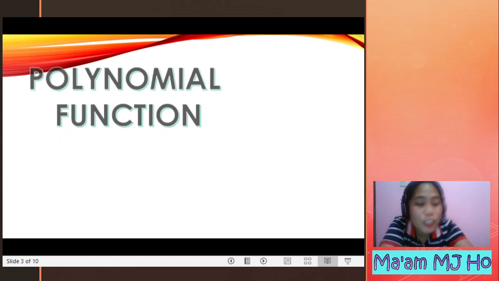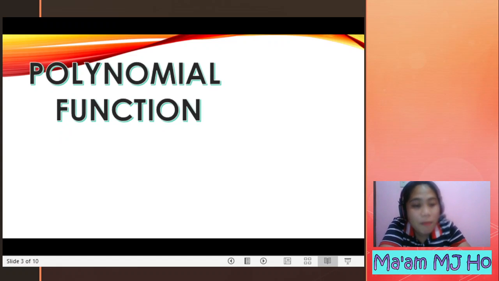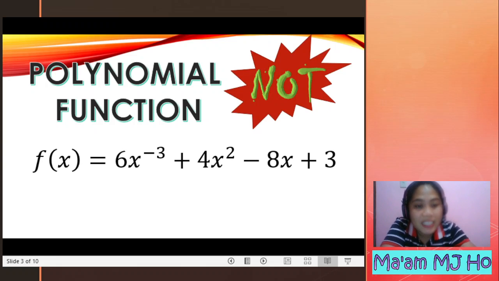So next task natin is to identify kung ang ating mga ibibigay na function is a polynomial function or not. If na-identify natin that the given function is not a polynomial function, we will give the reason bakit hindi natin siya pwede i-consider as a polynomial function or anong rule yung na-violate ng function na yun para hindi siya i-consider as a polynomial function. So we have f of x equals 6x raised to negative 3 plus 4x raised to 2 minus 8x plus 3.